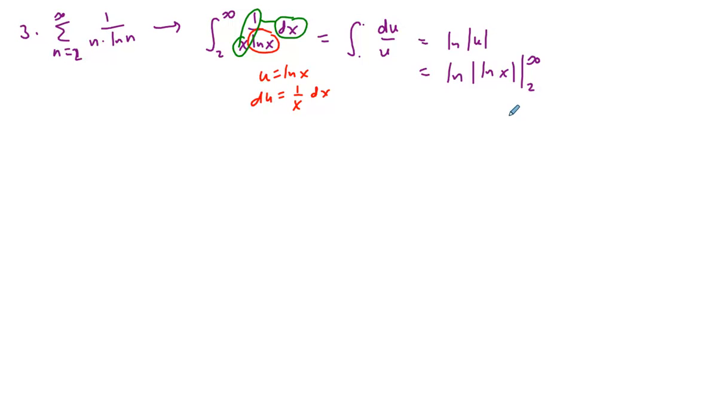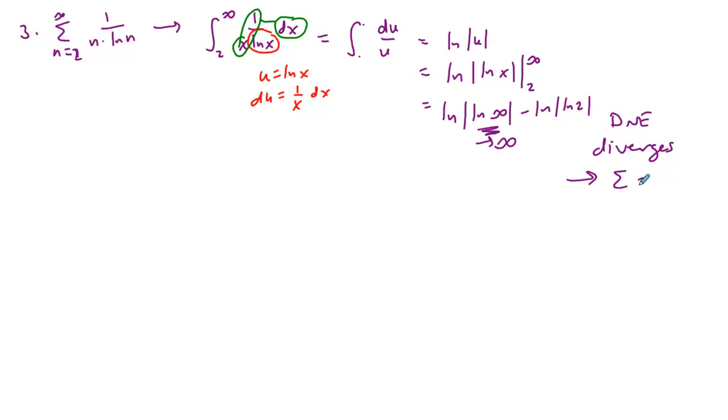Anyhow, natural log of x, we're going from 2 to infinity. We substitute those in. We get the natural log of infinity, and I am shortcutting it here without the limits, just plugging in the infinity, minus the natural log of 2. Well, a natural log of infinity is approaching infinity, so there's no answer. This is a DNE. This diverges. Therefore, the summation diverges. That's number 3.